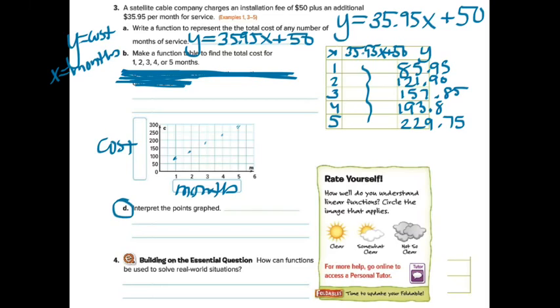But D wants you to interpret the graph. What do you notice about the points? And then number 4, how can functions be used to solve real-world situations? That's up to you. You decide how you want to answer that question. That's it. So head over to the self-check that you see posted online and see how you did.